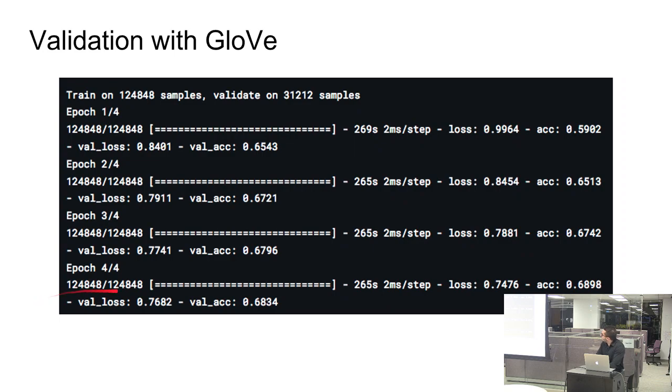So this one actually got all the way up to a 67.96% accuracy. And it was better on the validation set than it was on this training set.